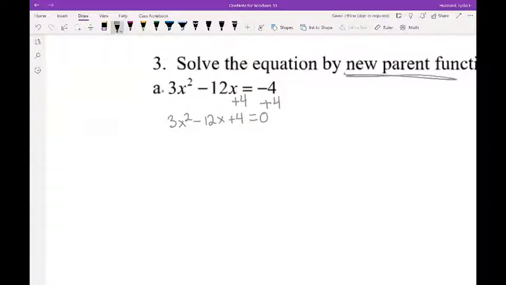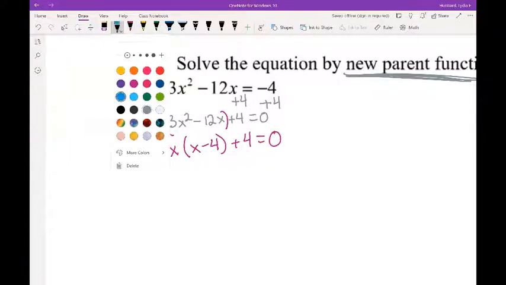Because I'm solving by new parent function, I'm going to look at the first two terms, and I'm going to figure out what I can take out of it. Hopefully we should notice that we can take out a 3 as well as an x, and that would leave me with x minus 4. I'll keep that plus 4 tacked on to the end because I'm going to need that in a second, but for right now I don't.